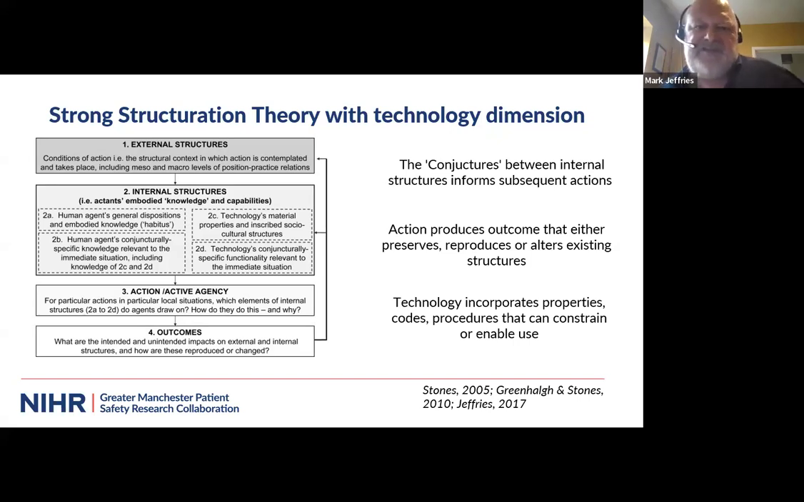We can talk about some research that I did using strong structuration theory. Next slide, please, Sobia.